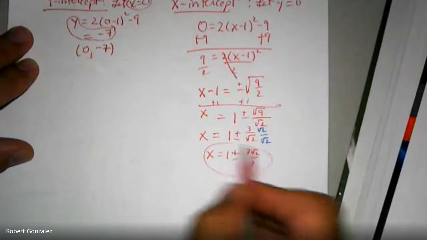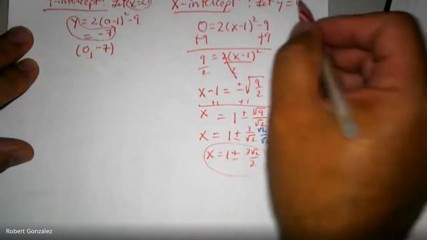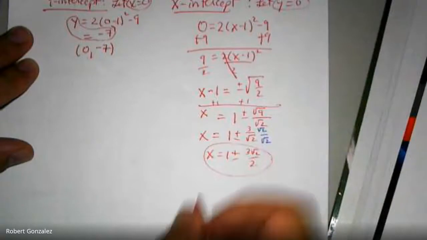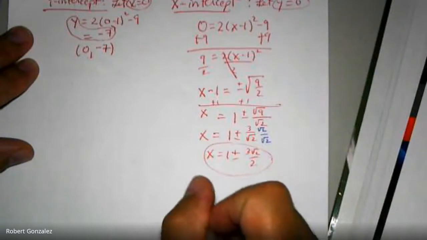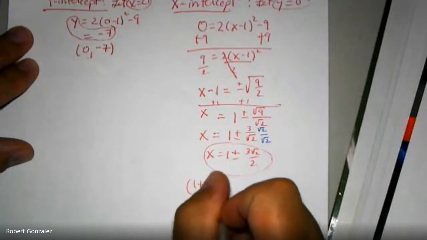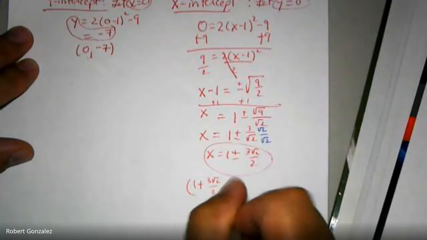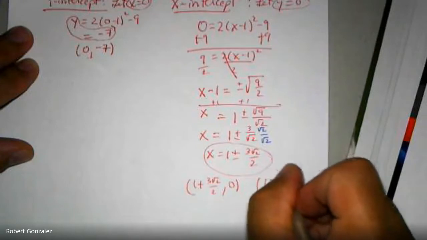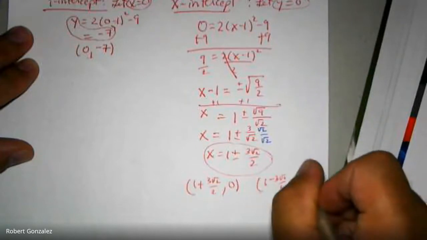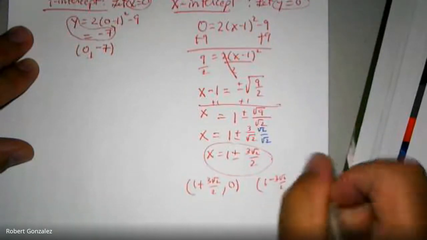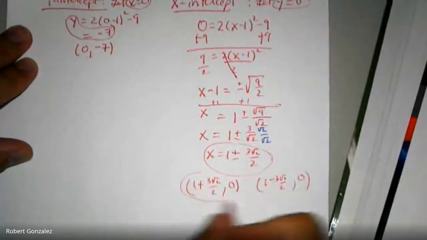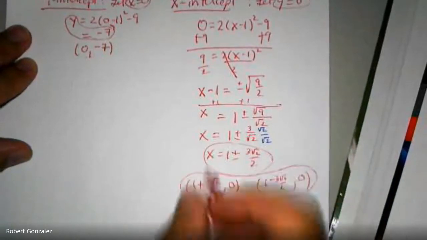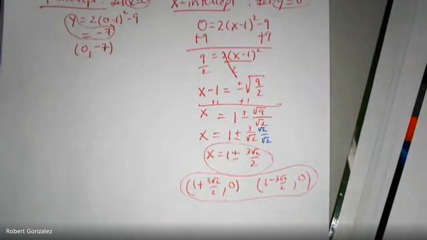These are two x-coordinates. The y equals 0 is the y-coordinate. I have two x-intercepts: (1 plus 3 radical 2 over 2, 0) and (1 minus 3 radical 2 over 2, 0). These are my two x-intercepts. I don't know if I said y-intercepts a moment ago.